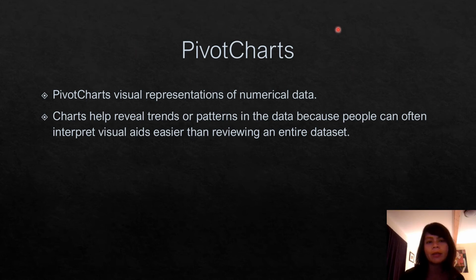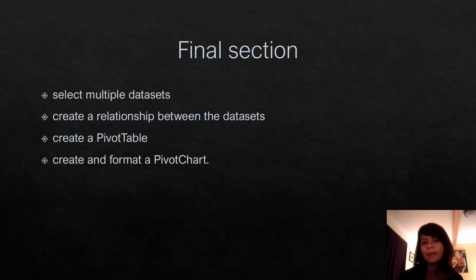We'll also learn about pivot charts. Pivot charts are visual representations of numerical data. Just like charts, pivot charts are created from pivot tables. Before, we had charts that were created from a range of data. Very similar thing. Pivot charts help reveal trends or patterns in the data because people can often interpret visual aids easier than reviewing an entire data set. The graphs and charts make more sense to the user, especially at a glance.